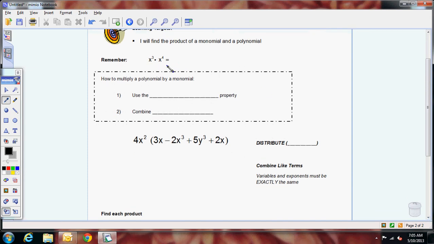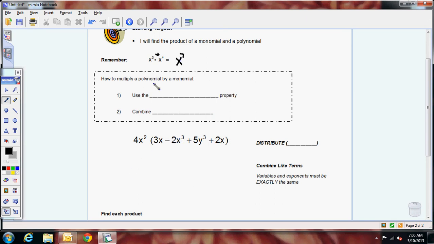So all we have to remember for today is our power rules, and we're going to remember the power rule where we multiply. So if we have x to the third times x to the fourth, hopefully you remember that we're just going to add those exponents. That's the rule. So we're going to get x to the seventh. If you can remember that, this is going to be so simple today.